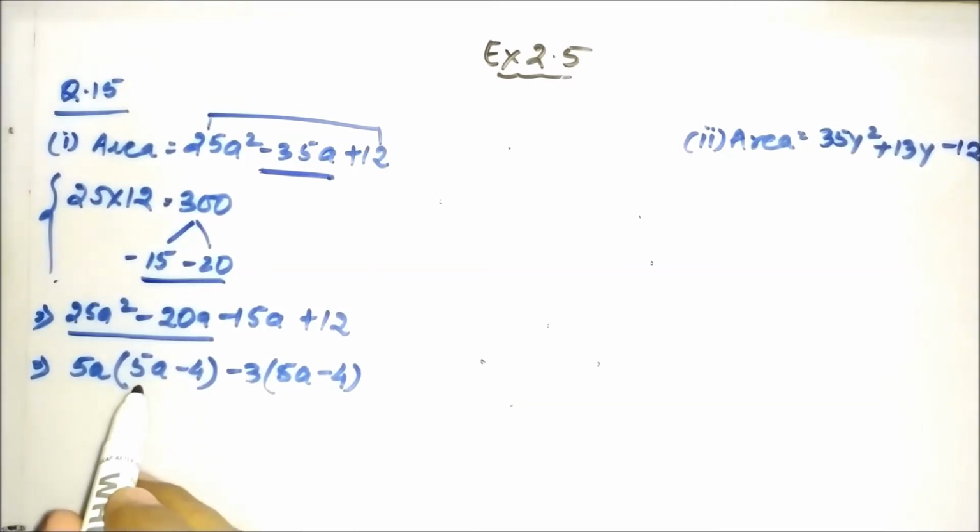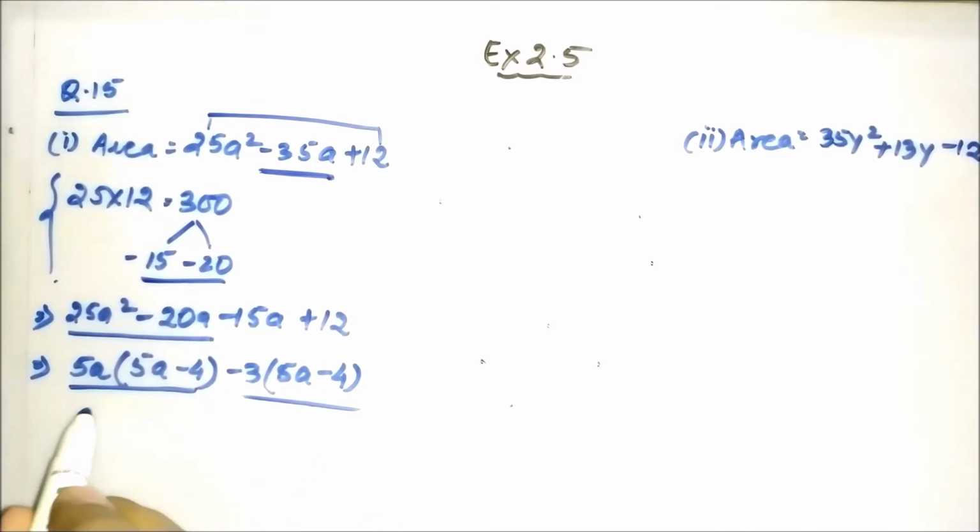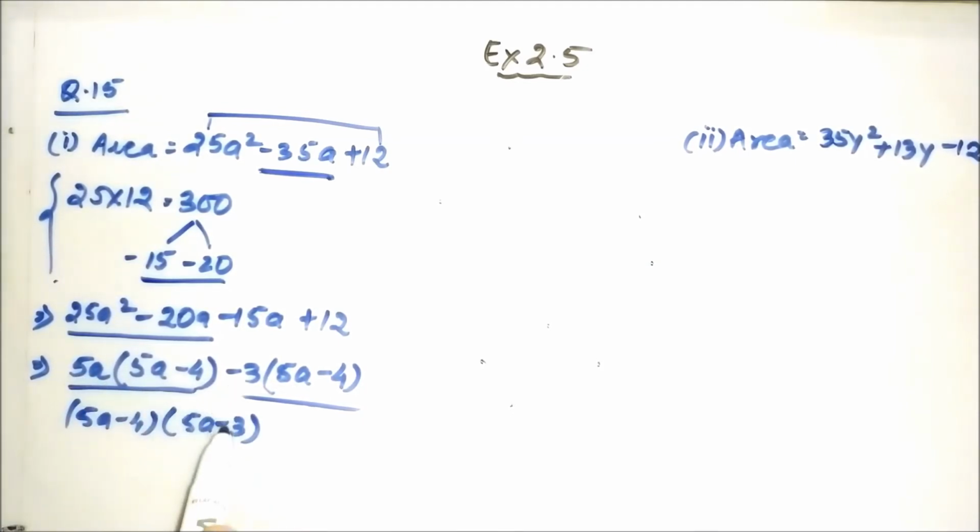Whatever is in this bracket should be in this bracket. Now from these two terms we can take 5a minus 4 as common, and we are left with 5a minus 3. This will be 5a and minus 3. Now this will be the length and this will be the breadth.